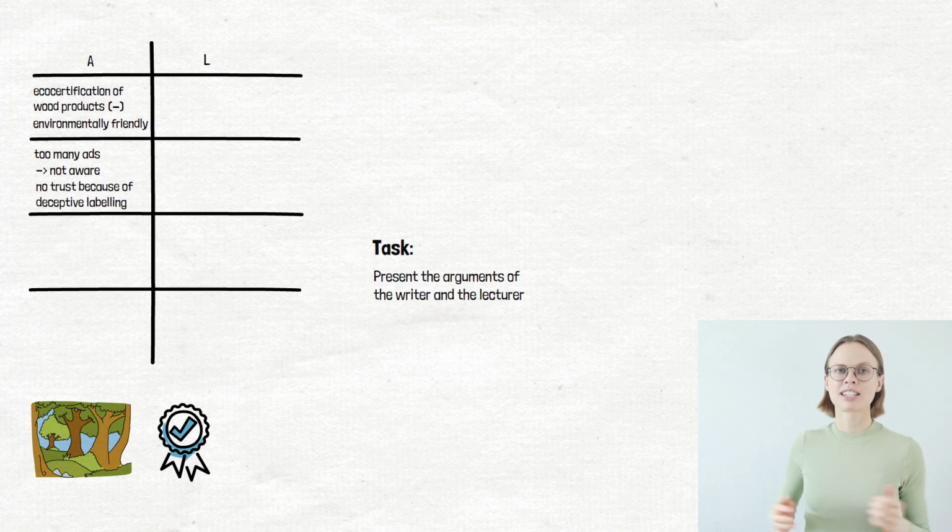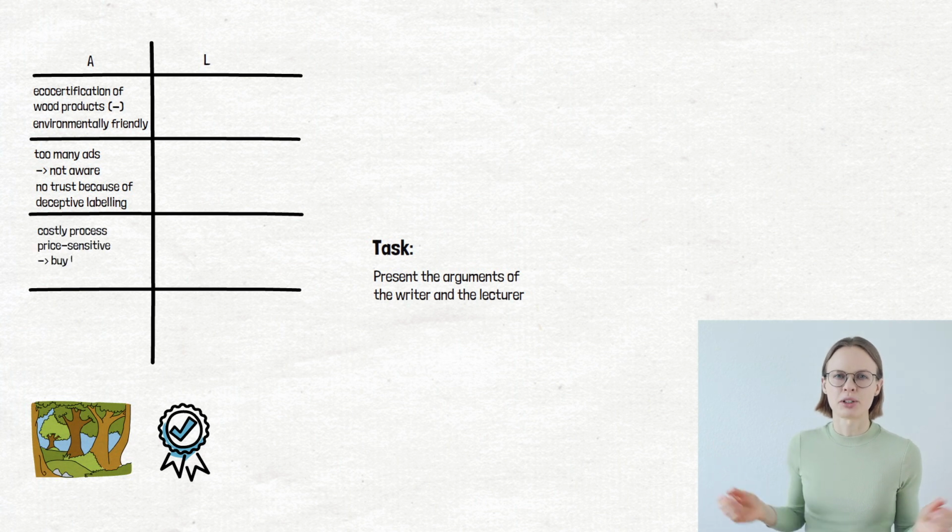Let's go on with the second argument of the writer. The writer goes on saying that obtaining eco-certification is very expensive. And this means that the wood products will get more expensive if they have an eco-certification label. And he also says that the price is important for Americans. And if the products get more expensive, they will prefer buying cheaper wood products. So I'm just going to write down costly process, and Americans are price sensitive, so they care about the price and buy less expensive products.